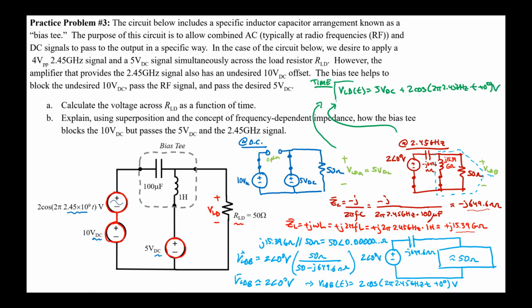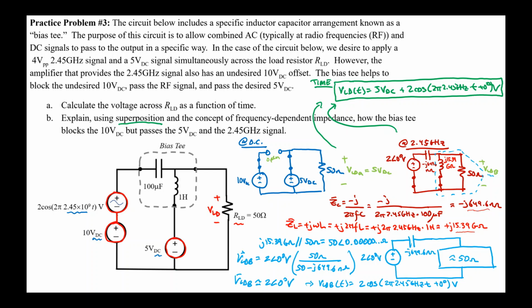That was exactly what we wanted to accomplish with the bias T. We got the 5 volts DC offset. We did not get the 10 volts DC offset, but we did get pretty much the entirety of the RF signal. We were able to do this because of the superposition principle and the tactical use of the capacitor and the inductor, specifically with the DC circuit.